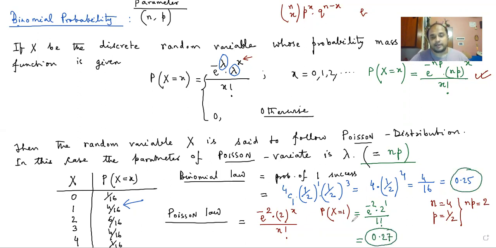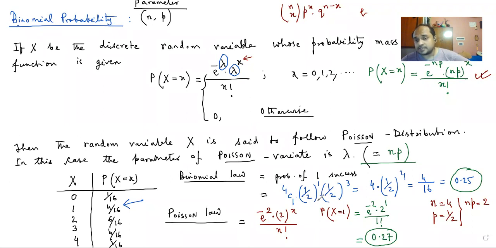At this point, some people may say that 0.25 and 0.27, there is not much difference. 0.25 means out of 125 times, one success is coming, and 0.27 means out of 127 times it's happening. So okay, an extra 2 times it is happening. What is the point? We can do this particular problem by Poisson law because we know the parameters.